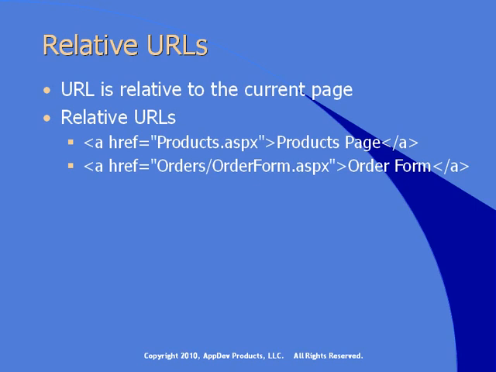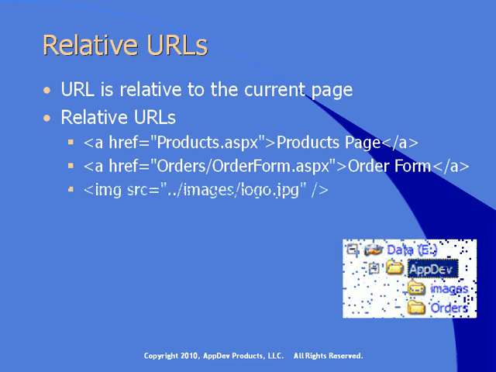Now you can also travel up the directory hierarchy. Say that you have a directory structure shown in the lower right corner of the screen. We have appdev, a subdirectory images, a subdirectory orders. From within the orders subdirectory, we need to reference an image called logo.jpg that is located in the images directory. Just like within Windows, we can use the ../ notation to navigate up one level to the appdev directory, / down into the images directory, and reference the logo.jpg that is located within that images directory.